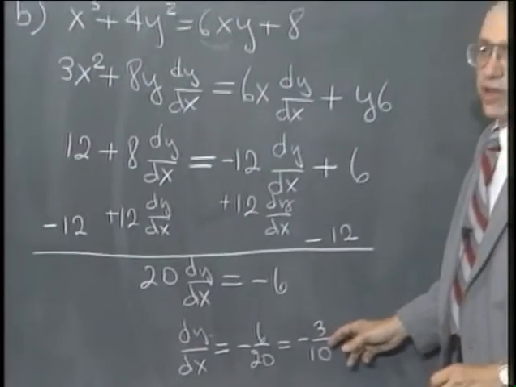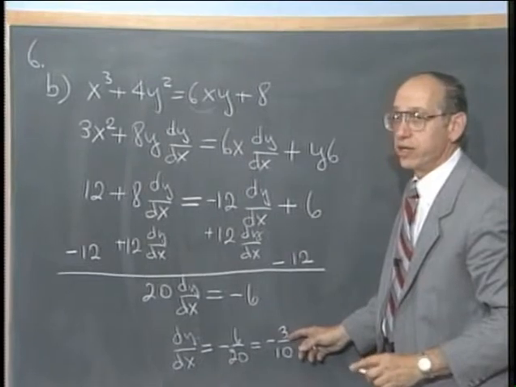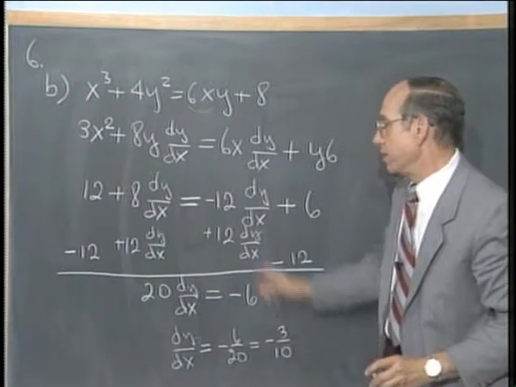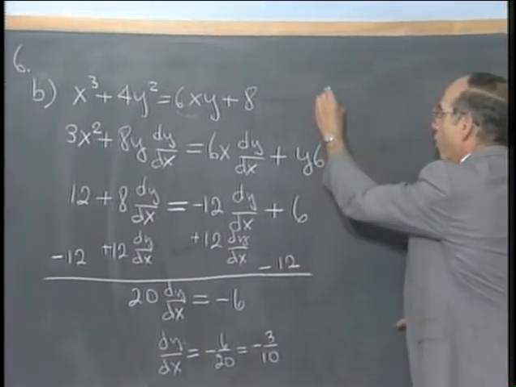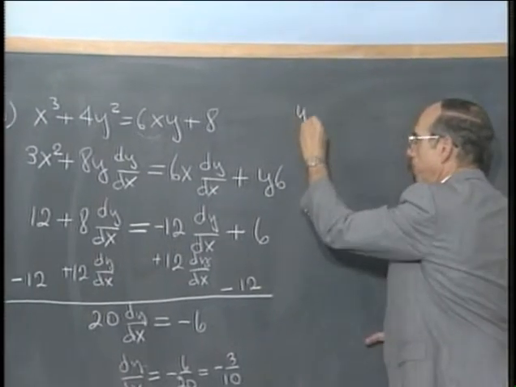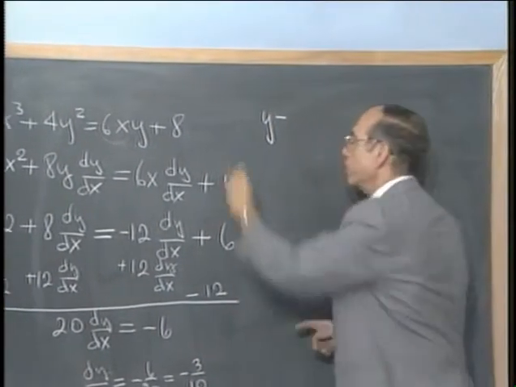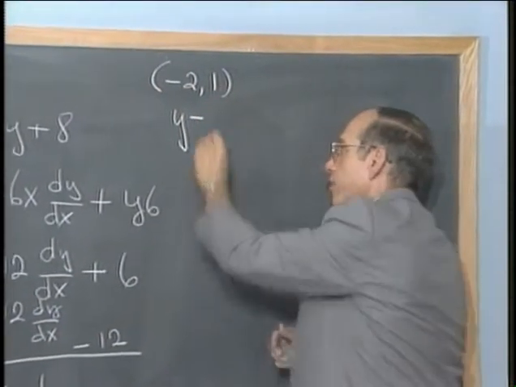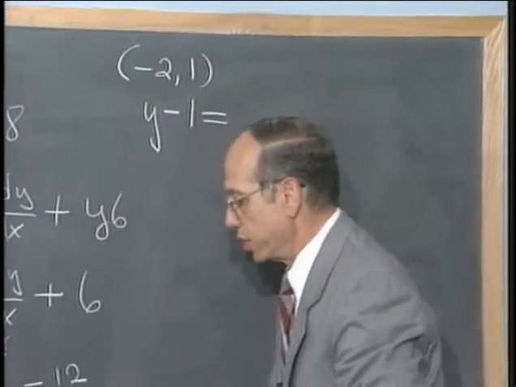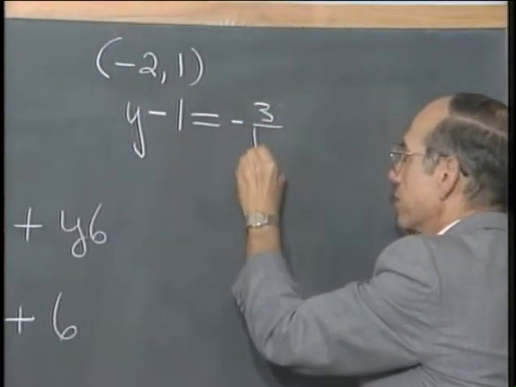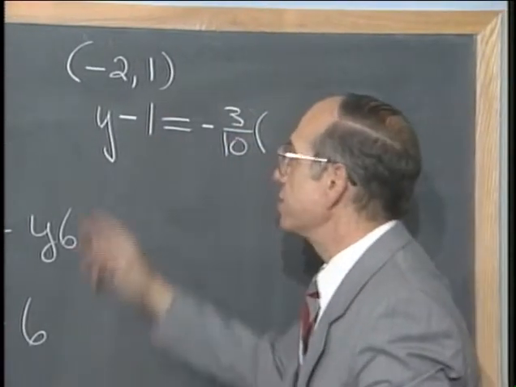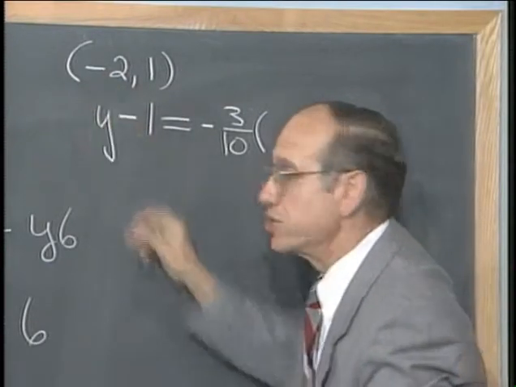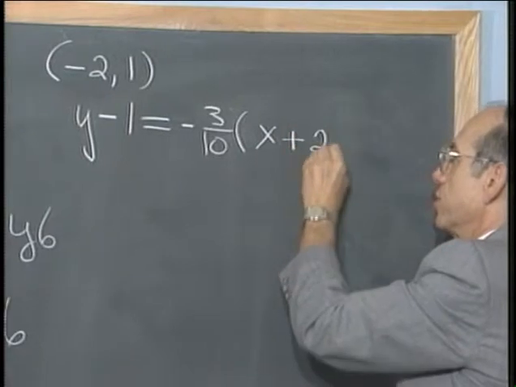That's the slope of the tangent line, and if I want to find the equation of that tangent line, I'm going to need the point-slope formula from way, way back at the beginning. Point-slope formula, I take y minus y1. What's y1? Well, the original point we had to work with was minus 2, 1. So y1 is 1. We have y minus 1 equals the slope, m, minus 3/10 times x minus x1. x1 is minus 2, so I have x minus minus 2, which is x plus 2.